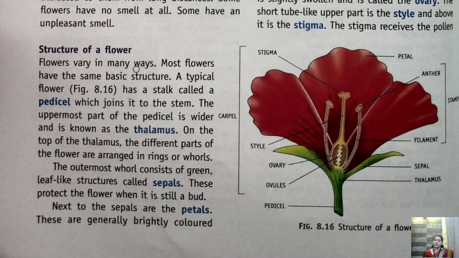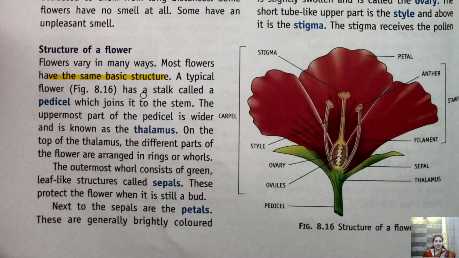Okay. So structure of flower. Flowers vary in many ways. अलग अलग तरीके के फूल होते हैं, है ना? रोज फ्लावर होता है, then we have a hibiscus, then we have cotton ball flowers, and we have गुड़हल का फूल, then we have sunflower. So we have various types of flowers, isn't it? Most flowers have the same basic structure. सबका एक basic structure होता है. So that we will talk about today.